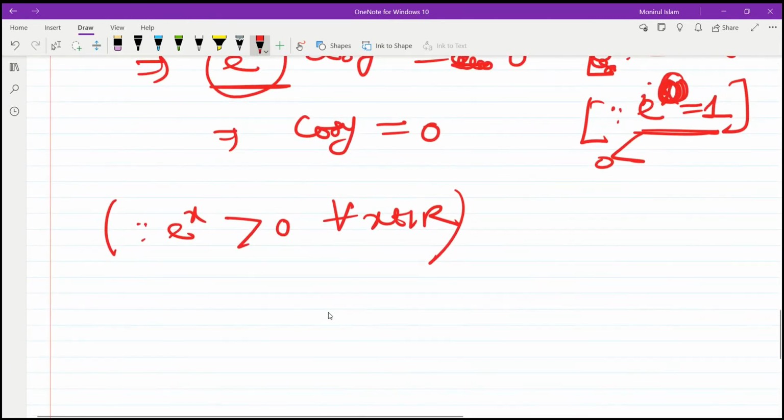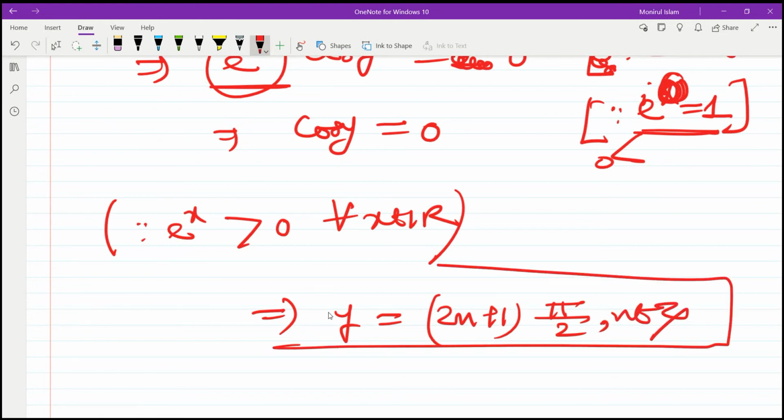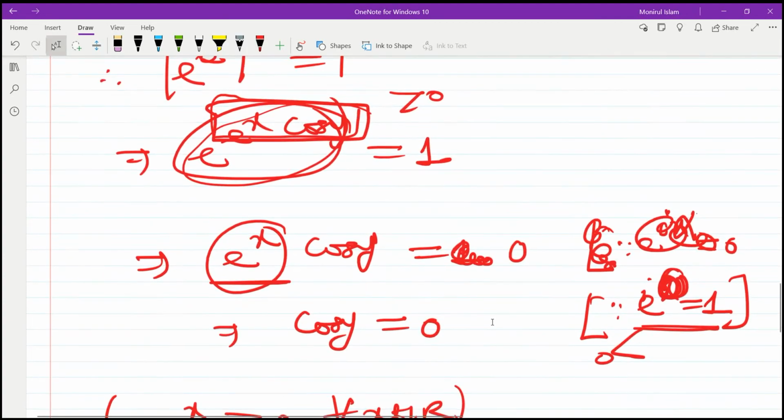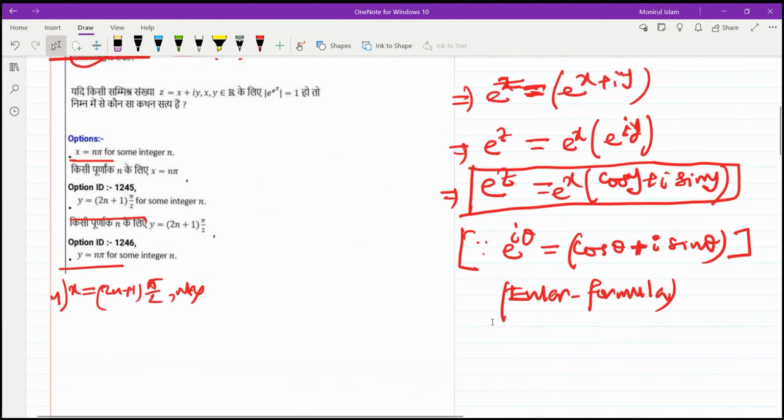Now cosine will be 0 means y will be (2n plus 1) pi by 2, where n is an integer. This is the value of y. So I found the value of y. So what is my answer? Y will be (2n plus 1) pi by 2.